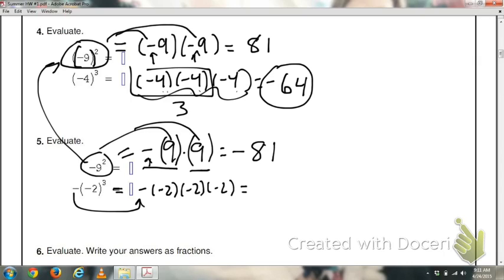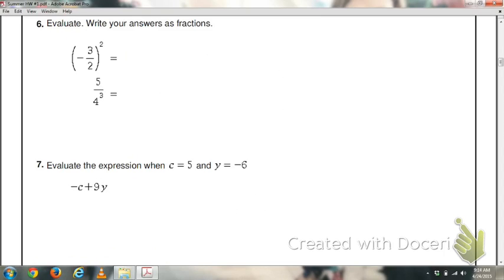Now if we look at this carefully, I have 1, 2, 3, 4 negatives. If you have an even number of negatives, that will make a positive answer. I can kind of pair up these 2 negatives to make a positive, and these 2 negatives to make a positive, and a positive times a positive will give me a positive. And if I multiply 2 times 2 times 2, that gives me 8. So the answer is just positive 8.